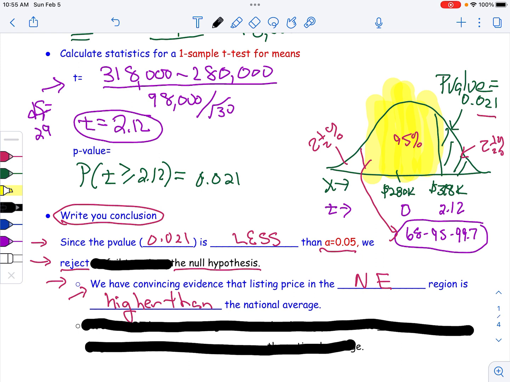So that's the first scenario. This is a right tail test, and we rejected the null hypothesis.